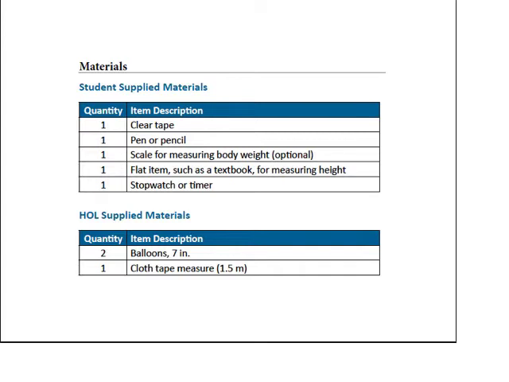Materials you'll need include, from your end, clear tape, a pen or pencil, a scale for measuring body weight, a flat item such as a textbook for measuring height, a stopwatch or timer. From the kit, you'll need balloons and a cloth tape measure. You'll also need access to a computer to upload digital camera images and basic photo editing software such as MS Word or PowerPoint to add labels, leader lines, or text to digital photos, and a subject-specific textbook or appropriate reference resource from the lecture content or other suggested resources.